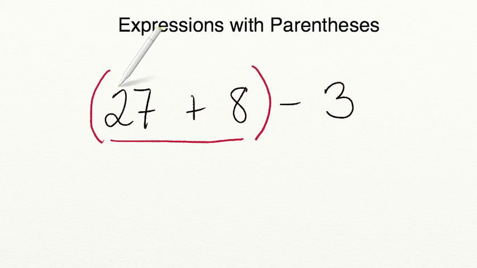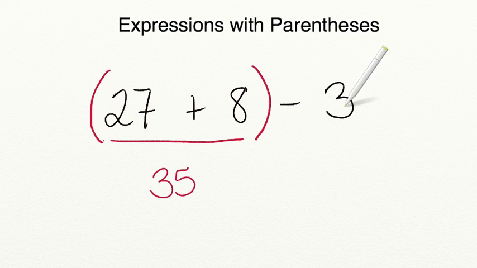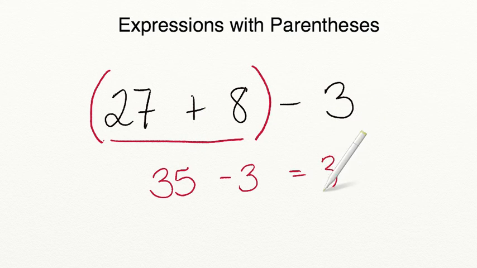So first we're going to add 27 plus 8. Now 27 plus 8 gives us a sum of 35. And now that we've solved what's in our parentheses, we can go ahead and subtract 3. And that's going to tell us that 35 minus 3 equals 32. So we've now evaluated or solved this expression using our parentheses.